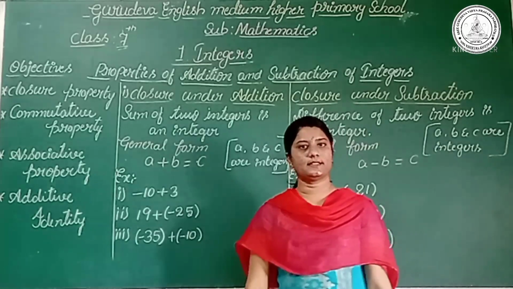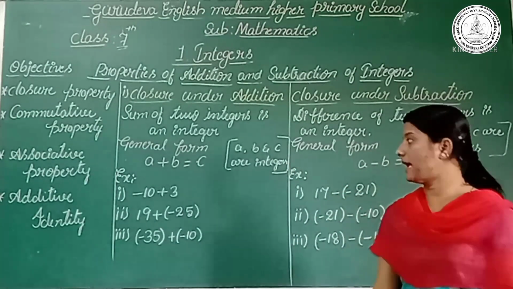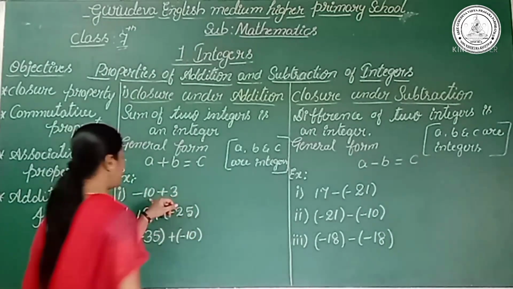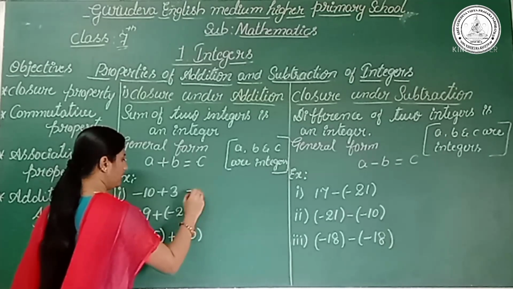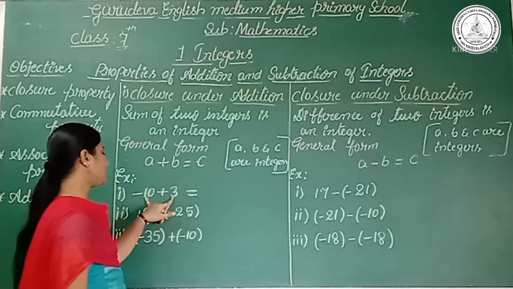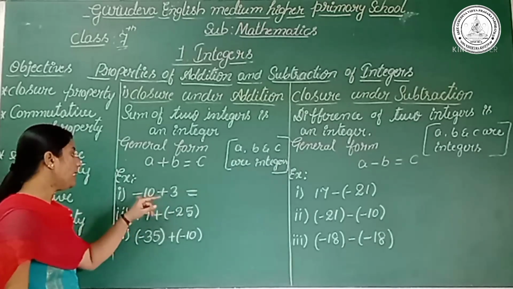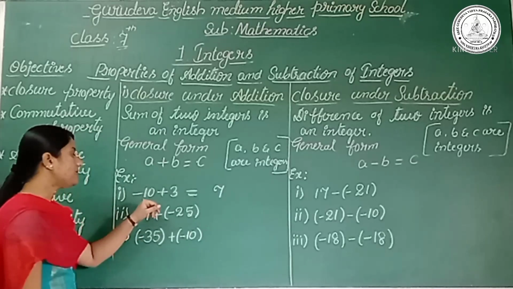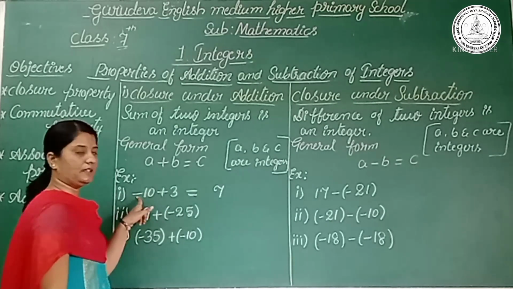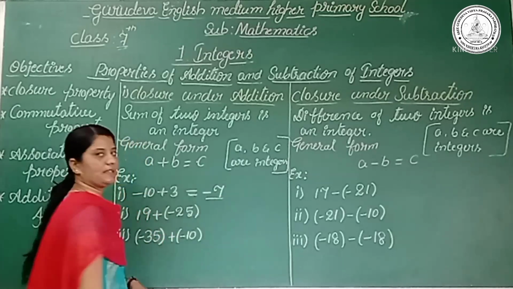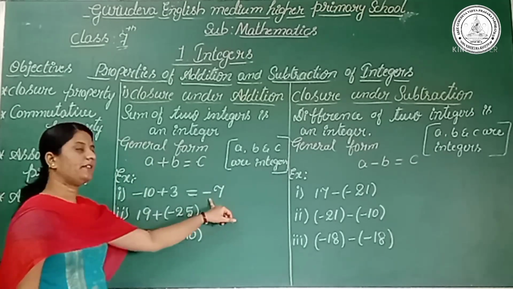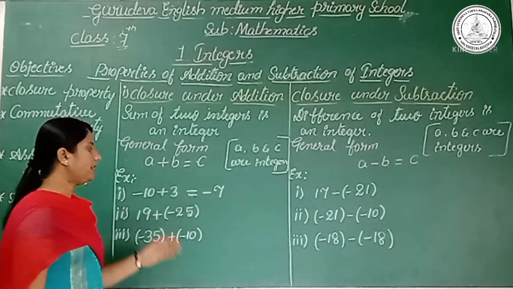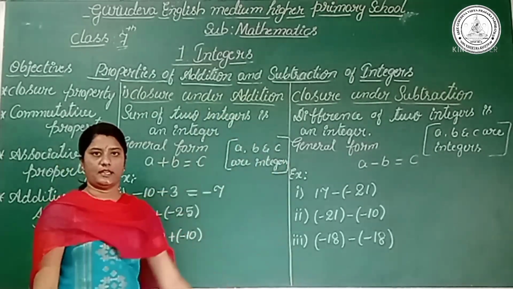Let's see this by solving some examples. The first example is minus 10 plus 3. What is the sum of minus 10 and plus 3? You may see here, minus 10 and plus 3 have two different signs, so we have to subtract. 10 minus 3 is 7. Here 10 is the greater number and it has a minus sign, so we keep it for the sum. So minus 7. Minus 7 is a negative number and also an integer. Hence we say that integers are closed under addition, right?